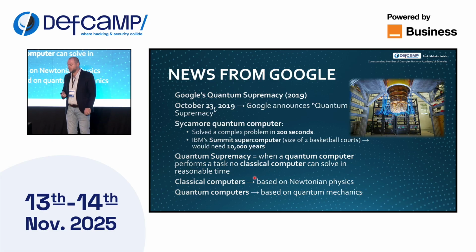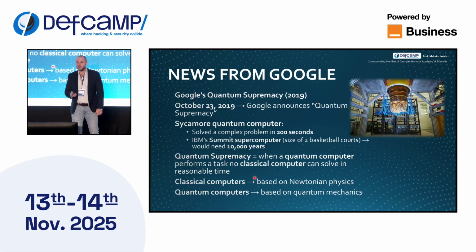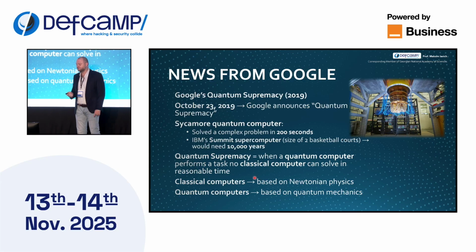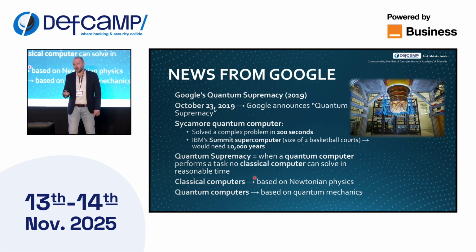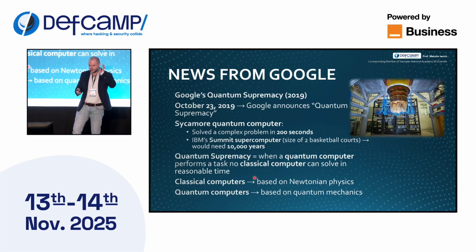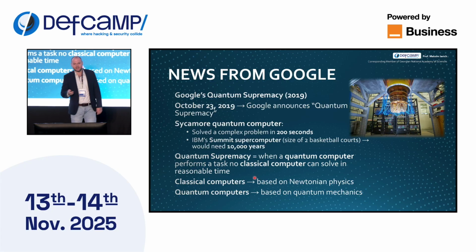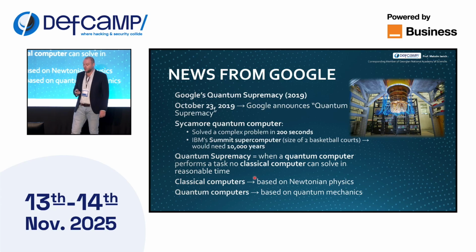So, on October 23, 2019, we got very interesting news from Google. They announced that they had really achieved quantum supremacy. They said that their quantum computer, Sycamore, can solve very complicated tasks in 200 seconds. They compared it to an IBM supercomputer, which was really very big, approximately 2.5 basketball courts, and they claimed that the IBM supercomputer would break it in 10,000 years.